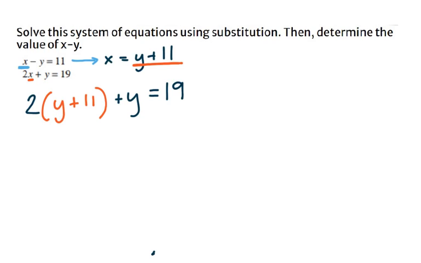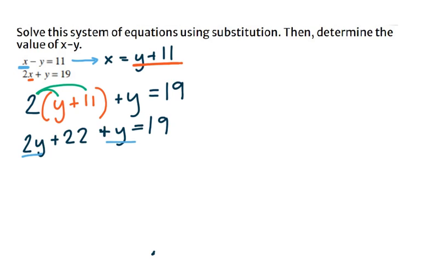So first step, we want to distribute, so we want to make sure we're distributing that 2 to our y as well as our 11, and that is going to give us 2y plus 22 plus y equals 19. Now we want to combine our like terms. So we're going to add 2y plus y, giving us 3y plus 22 equals 19.